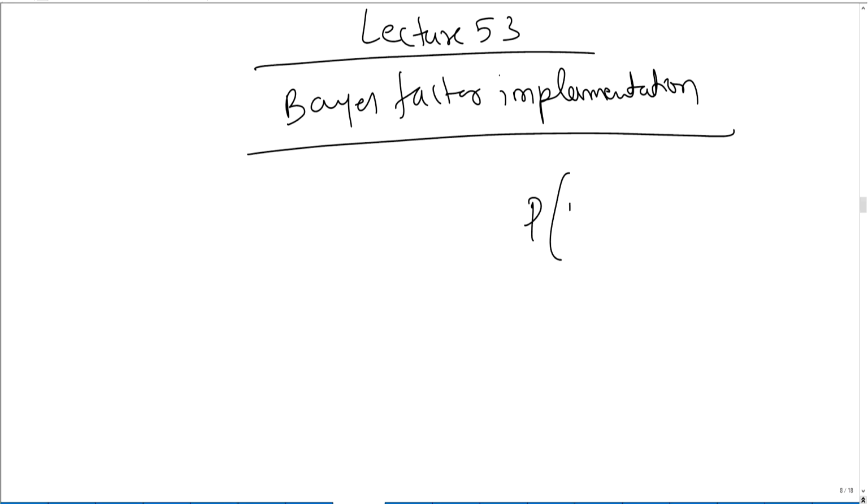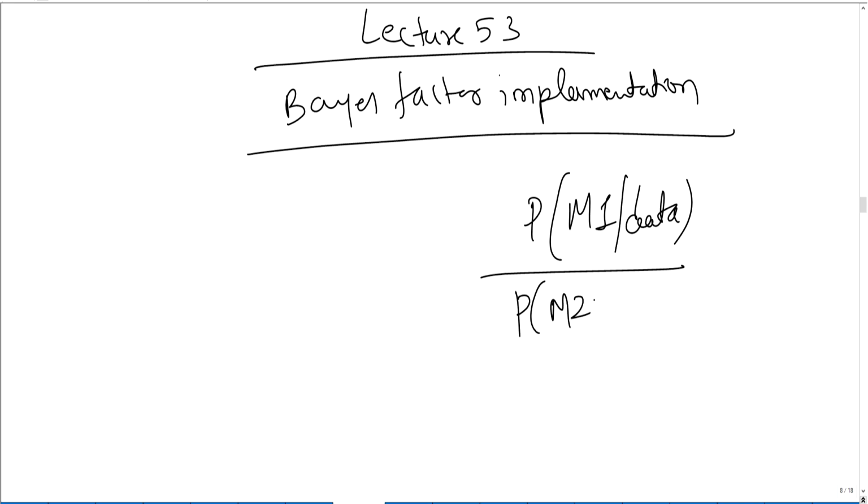Let us say you want to compare model 1 and model 2. You can compute the Bayes factor in favor of model 1 over model 2 as the ratio of marginal likelihoods of model 1 and model 2. Why? Because we saw that evidence, how likely a model is given the data, the probability of model 1 given the data against the probability of model 2 given the data, can be given by the marginal likelihood of model 1 divided by the marginal likelihood of model 2.